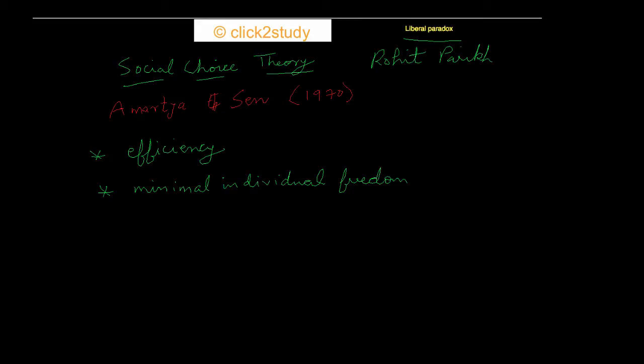So what Sen has argued in that paper in 1970 is that it is impossible to have a minimal efficiency of some kind. It's called Pareto efficiency. I'll talk about what is Pareto efficiency, and a minimal individual freedom on which our modern societies are based.